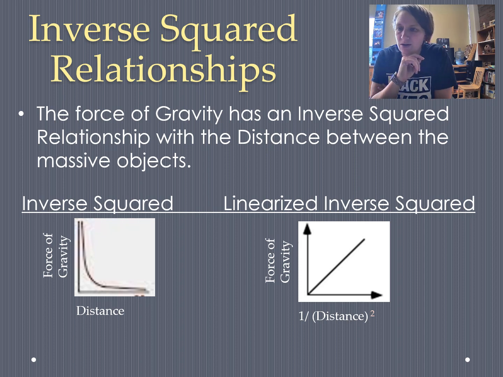Linearizing an inverse squared graph is pretty much the same as the other ones. This time you need to do 1 divided by the x or independent variable squared, and that should create a straight line graph for an inverse squared relationship.